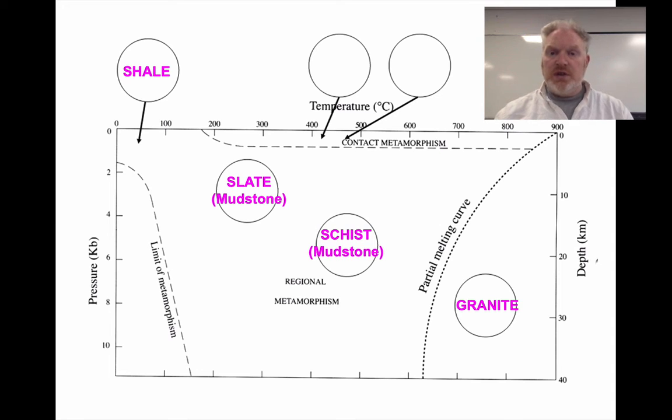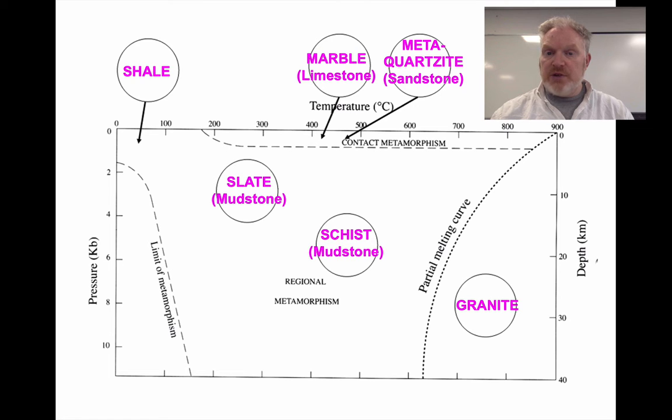Now, the last two rocks I've put in here, it doesn't matter which order you put these in, because both of these rocks can form in any of these areas within the contact metamorphic zone. We've got marble, whose parent rock was limestone, and metaquartzite, whose parent rock was sandstone. These two rocks form at the same conditions, low pressures and relatively high temperatures. The difference between them is the parent rock that they come from.